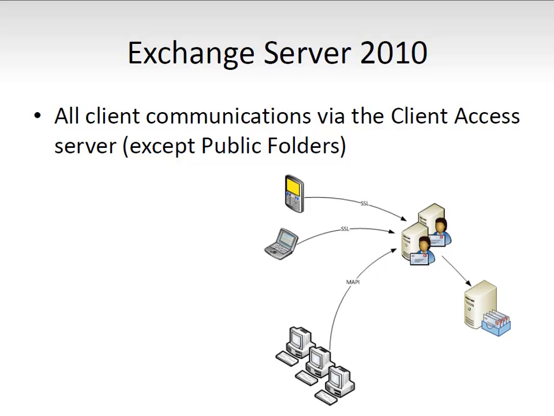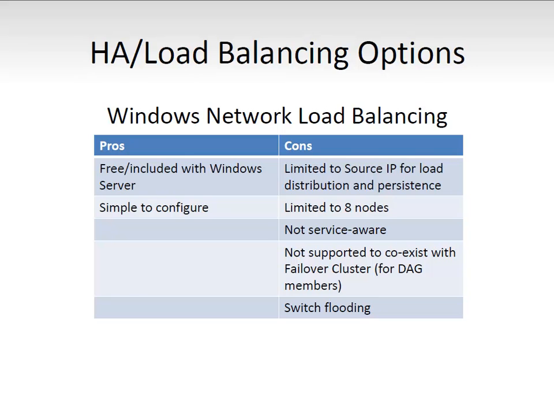And in addition to that high availability, we also want to load balance that traffic evenly across our multiple client access servers. So with Exchange Server 2010, we basically have two high availability or load balancing options for client access servers. The first is Windows network load balancing, and the pros there are that it's free, it's included as a feature with Windows Server, and it's relatively simple to configure.